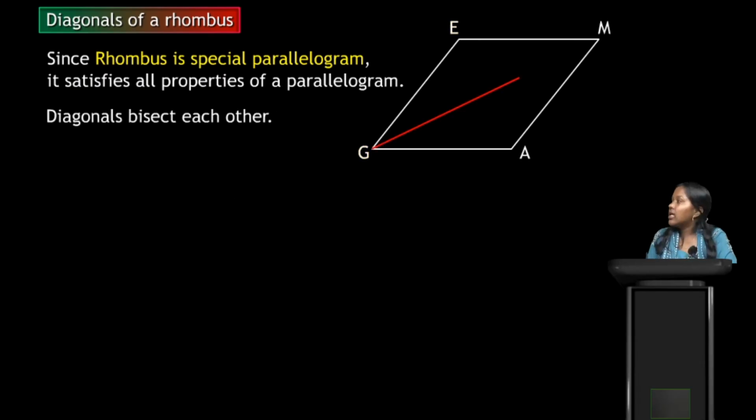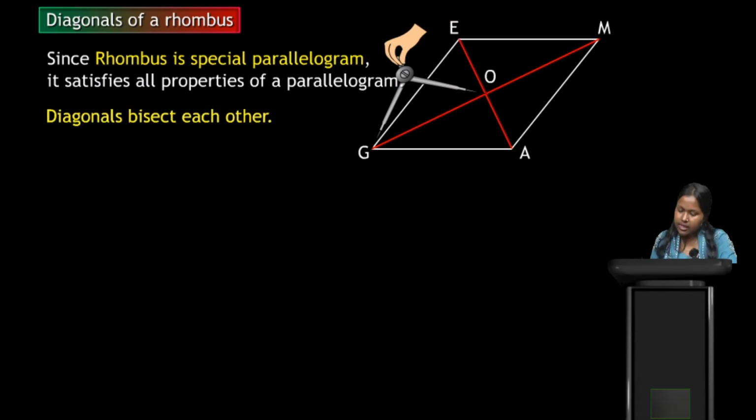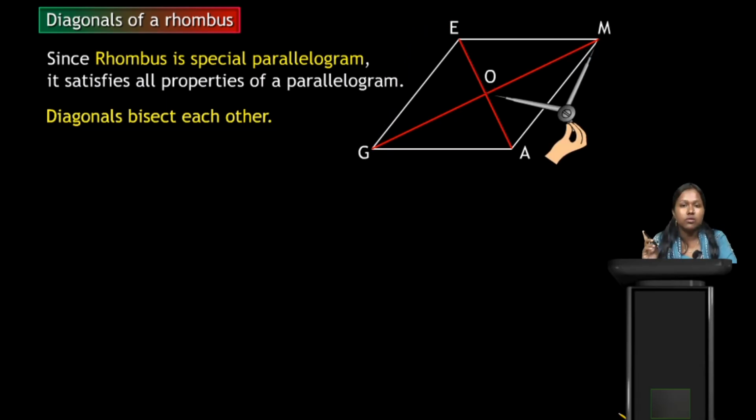Now here you see diagonals bisect each other. This is another property for a parallelogram. Similarly for rhombus also, as it is also a special type of parallelogram, here also diagonals bisect each other. Okay, we can prove it also. How can we prove it? By taking the help of the congruent triangle property, we can prove that the triangles are congruent. That means by CPCT we can tell that corresponding parts are also equal.